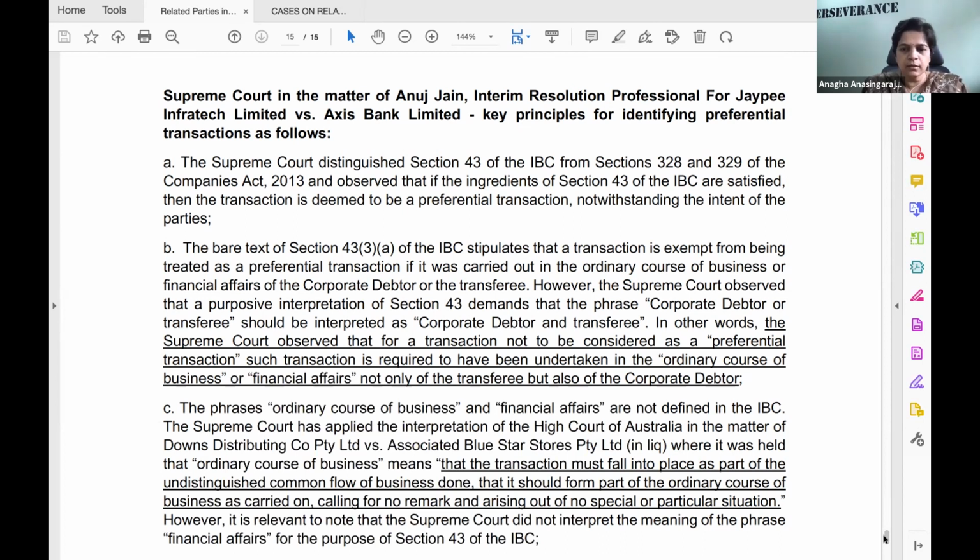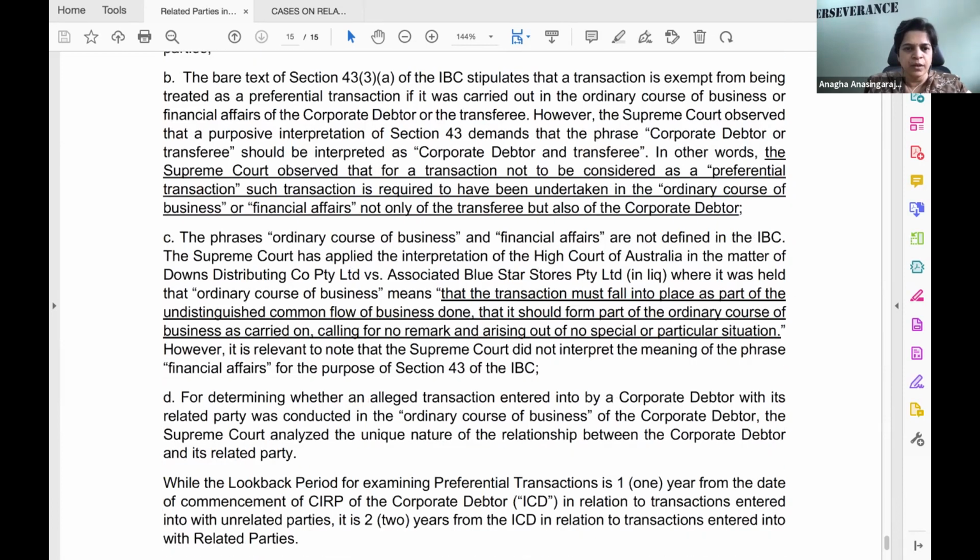And there is some case law in Australia, which was referred to by the Supreme Court, in which it was held that ordinary course of business means that the transaction must fall into place as part of the undistinguished common flow of business done, that it should form part of the ordinary course of business as carried on, calling for no remark and arising out of no special or particular situation. However, it is again relevant to note that the Supreme Court has not interpreted the meaning of the phrase financial affairs as regards section 43.